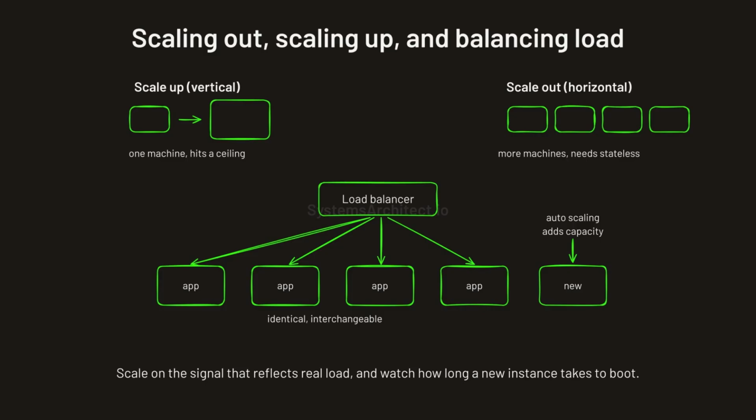Auto-scaling makes that elastic, adding capacity when a metric crosses a threshold and removing it when demand falls. Scale on the signal that reflects real load, which is often queue depth rather than CPU. A load balancer sits in front. It spreads traffic across the fleet and removes failed instances from rotation. Watch your scaling lag, because an instance taking 4 minutes to boot cannot answer a 30-second spike.